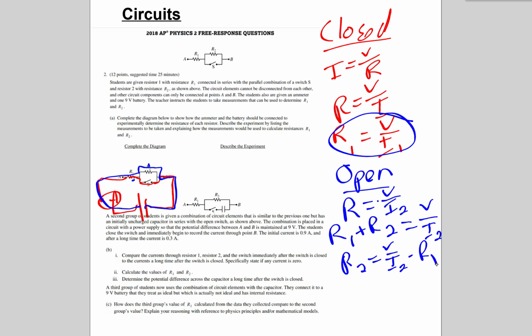A second group of students is given a combination of circuit elements that's similar to the previous one, but has an initially uncharged capacitor. The students close the switch and immediately begin to record the current through point B. The initial current is 0.9 amps, and after a long time, the current is 0.3 amps. Compare the currents through resistor 1, resistor 2, and the switch immediately after the switch is closed to the currents a long time after the switch is closed.